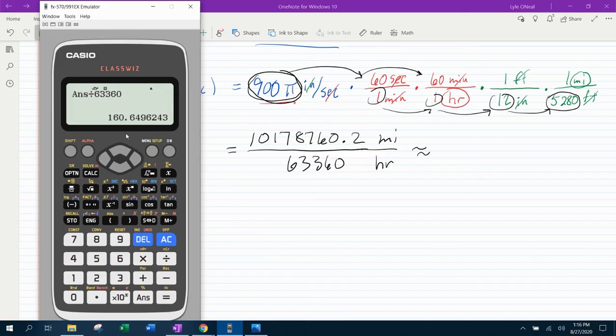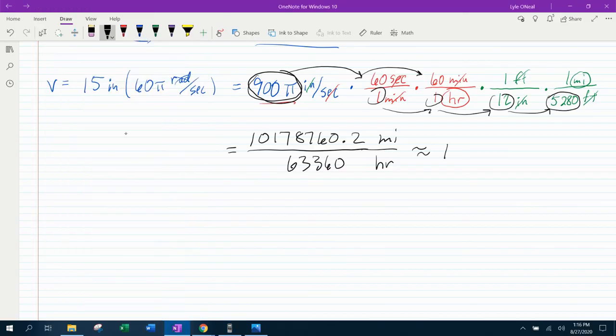And did you see me make a mistake? And I used my common sense to say that doesn't feel right. And I went back without just mindless button pushing and taking whatever the calculator gives me. What is that? That is 160.6. If we round to the nearest mile per hour, that's 161 miles per hour.